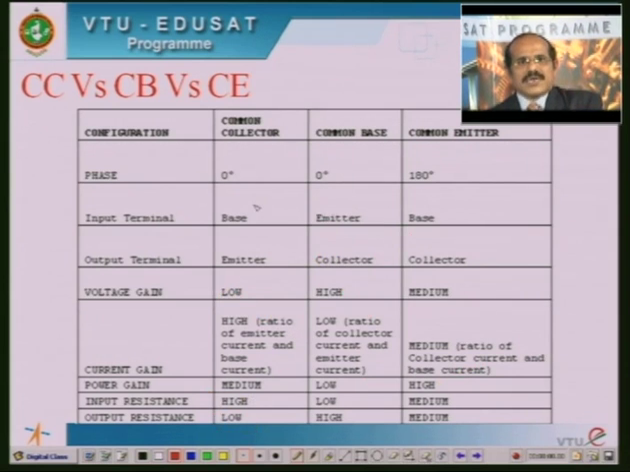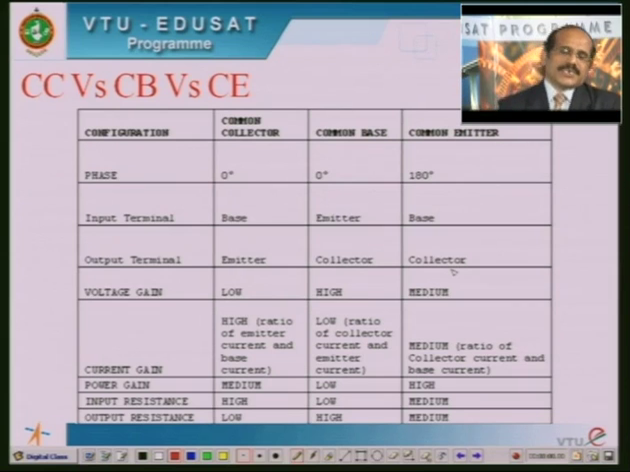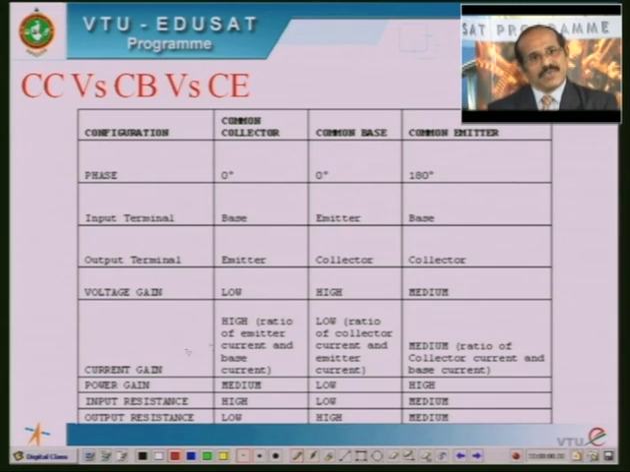The conclusion is that the common emitter configuration is preferred as an amplifier, only because it has a moderate value of voltage gain as well as current gain, and the input resistance and output resistance are both medium. Whereas the common collector configuration is preferred as an impedance matching device, because it has unity voltage gain, very high current gain, very high input impedance and very low output resistance.